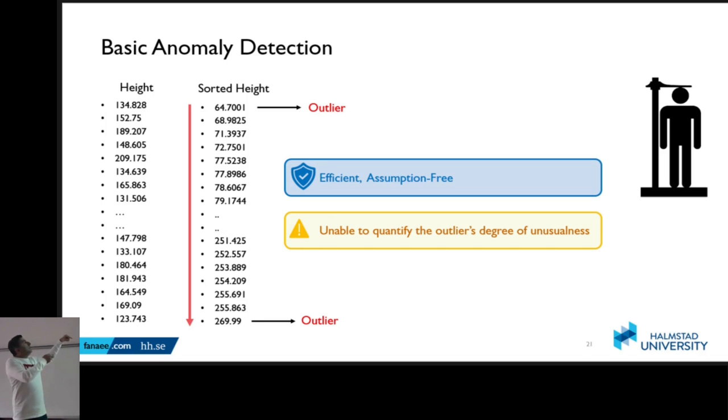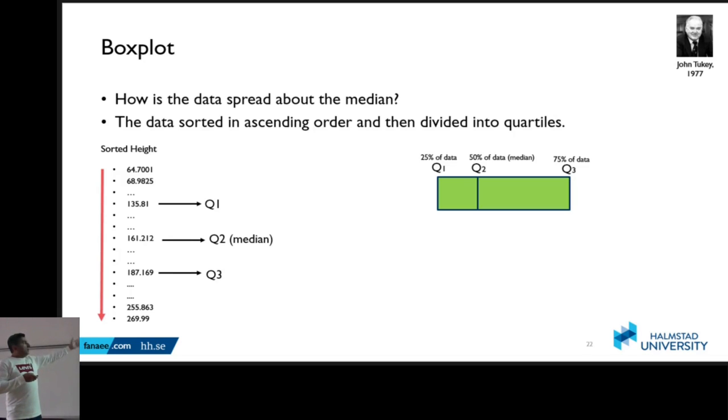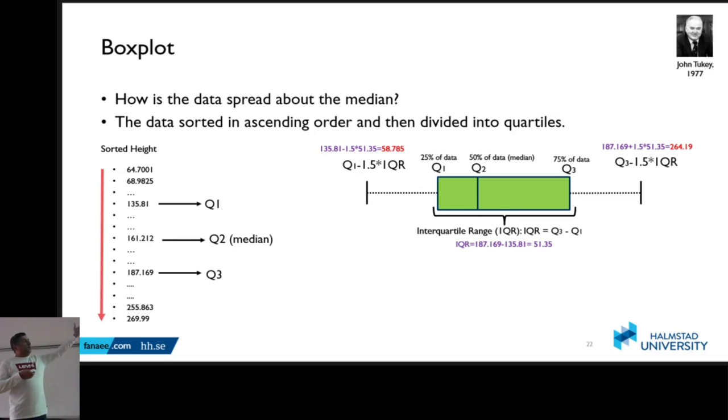So for instance, it cannot say that this is a real anomaly. The difference is only 4, but the difference here is 14. I don't know. It doesn't say anything about that. So let's go to a more advanced way of doing that. Another approach is the boxplot. Boxplot is a standard statistical method that works like this. You first get the quartiles of the data, Q1, Q2, Q3, where Q2 is the median of the data. And then you compute the interquartile range, which is the difference between Q3 and Q1. In our case, it is 51.